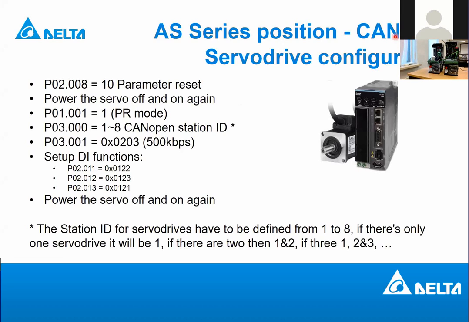Now we're going to configure the two slaves, the servo drive and the inverter, then configure the PLC, and then test this function to see how easy CANopen communication makes building your machine. Let's start with the configuration of the servo drive. First we reset the servo drive parameter 02008 by writing 10 to it, and the drive will be reset. Once that is done, we'll power off the servo and then power it on again.